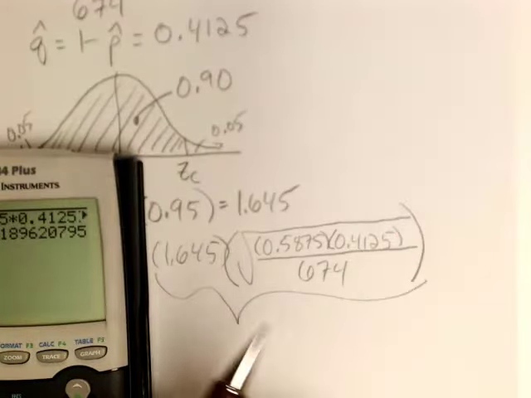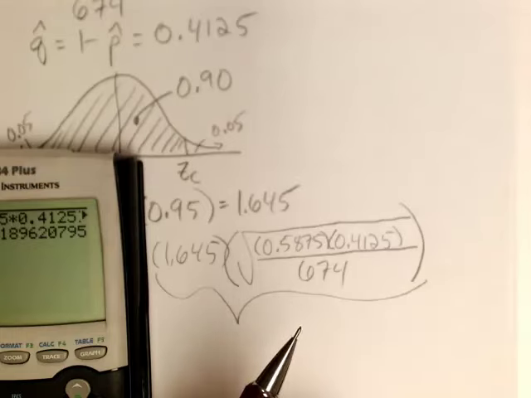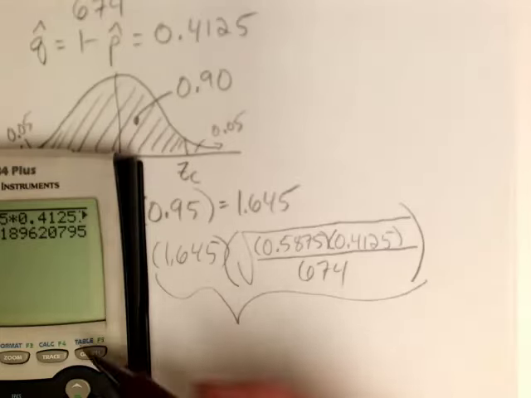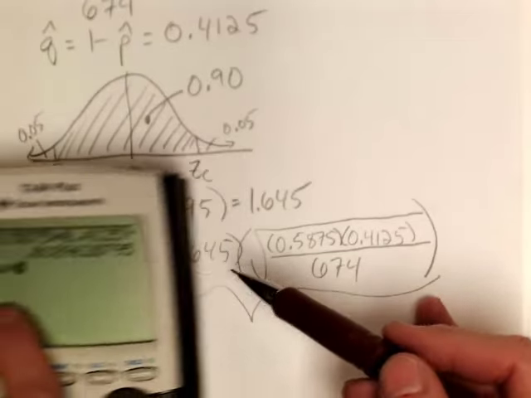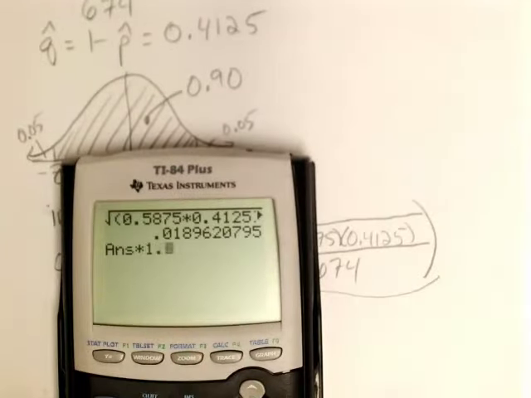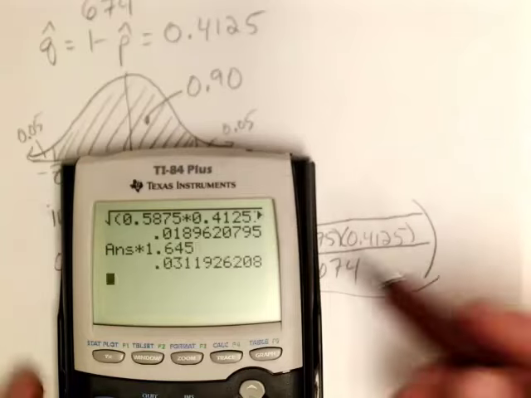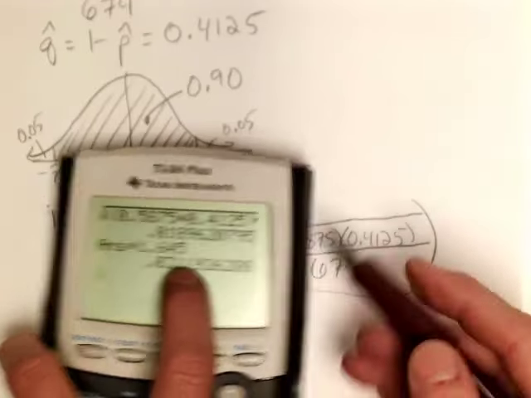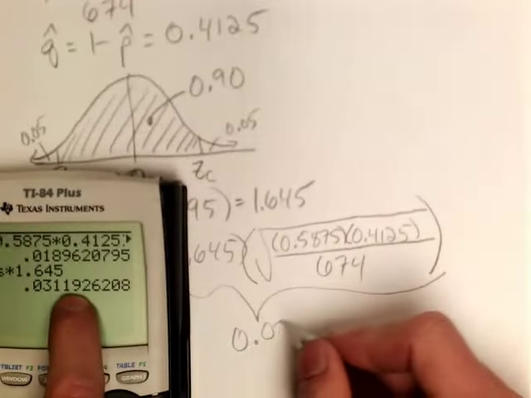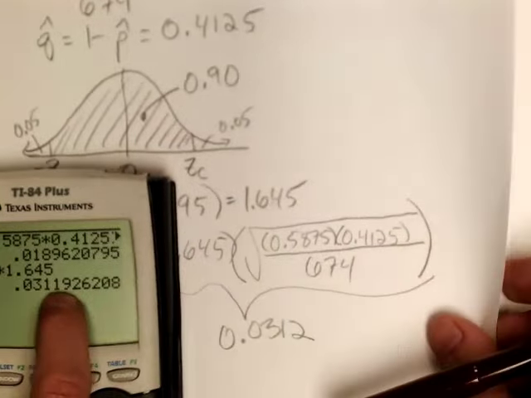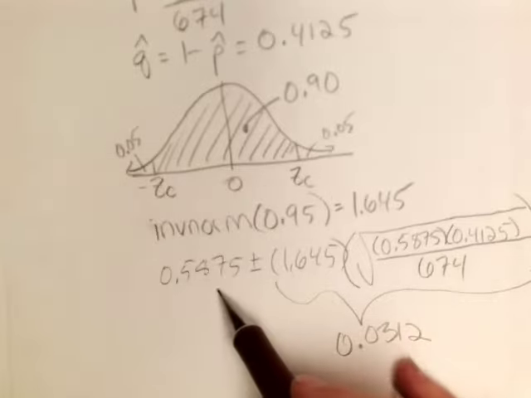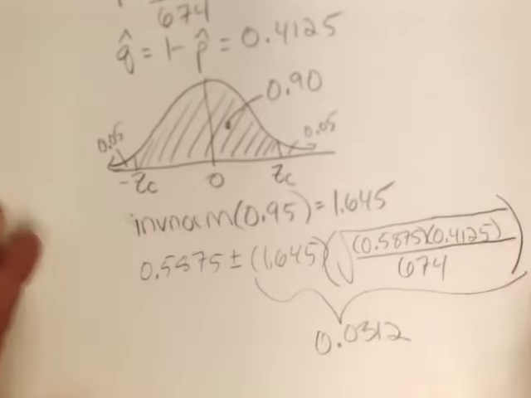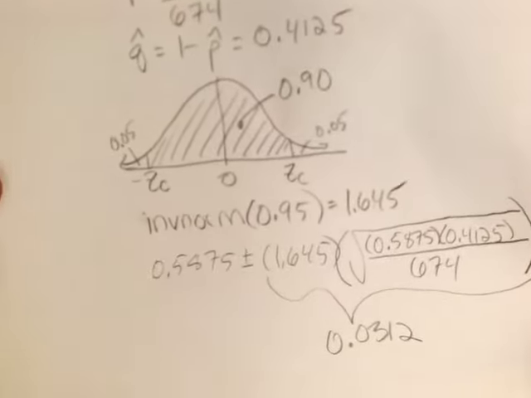Sorry. I want to multiply that, not divide, by the critical value of 1.645. So I'll get a margin of error of about 0.0312. Okay, so that's the part I need to add and subtract from my point estimate for my proportion of 0.5875.